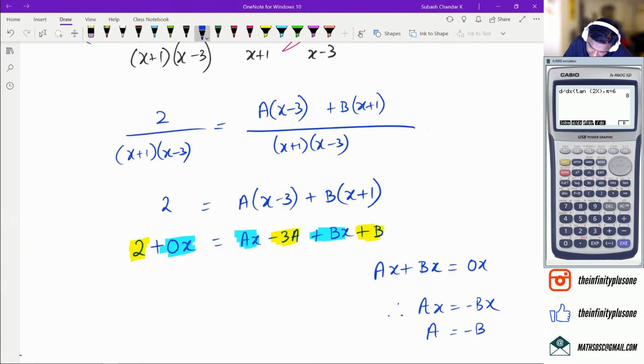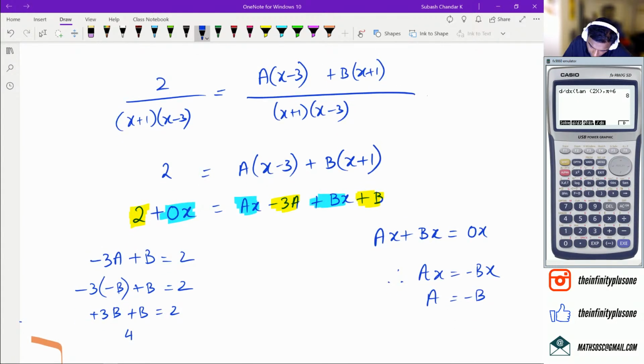So my next thing is negative 3a plus b is equal to 2. So negative 3 times negative b plus b equals 2. I've got positive 3b plus b equals 2. Therefore, 4b is equal to 2 and b is equal to a half. Therefore, a equals negative half.